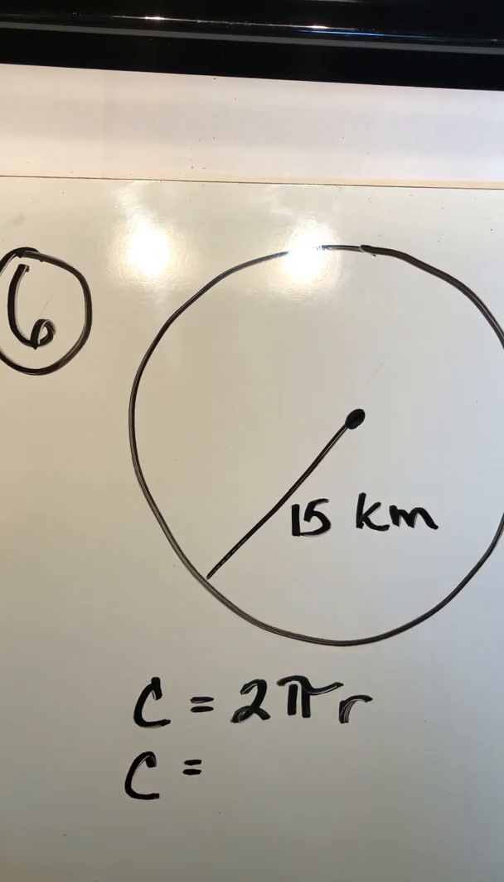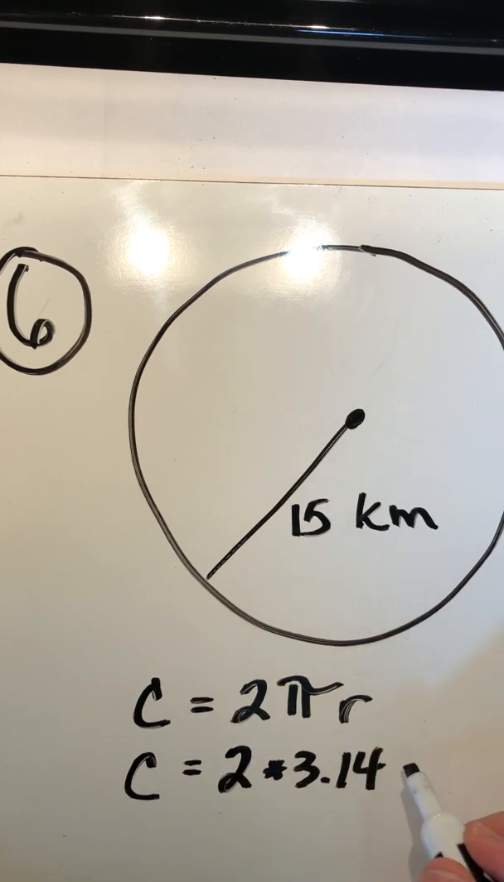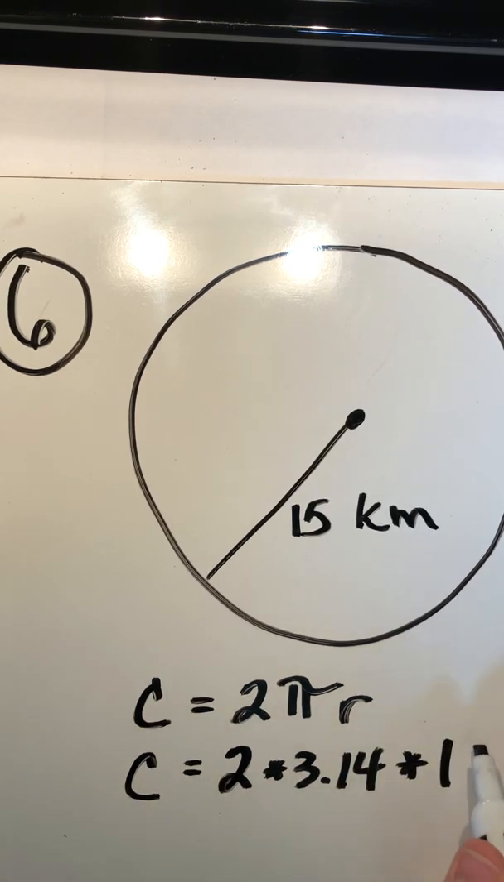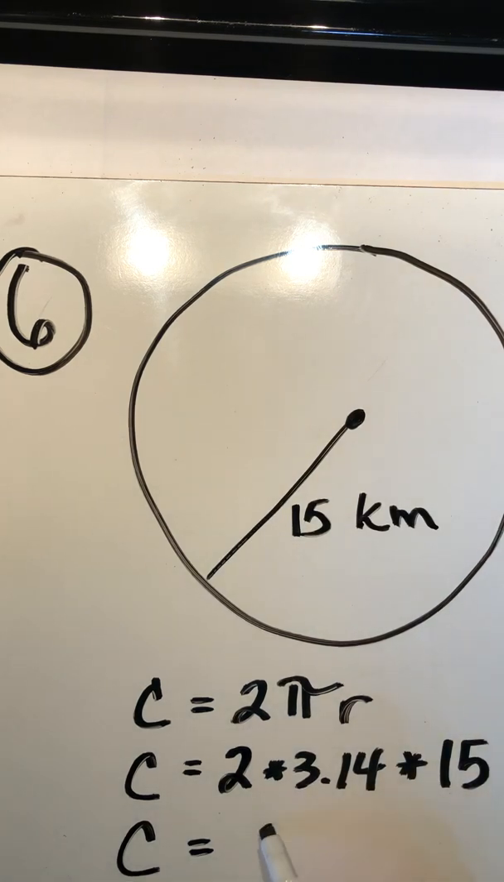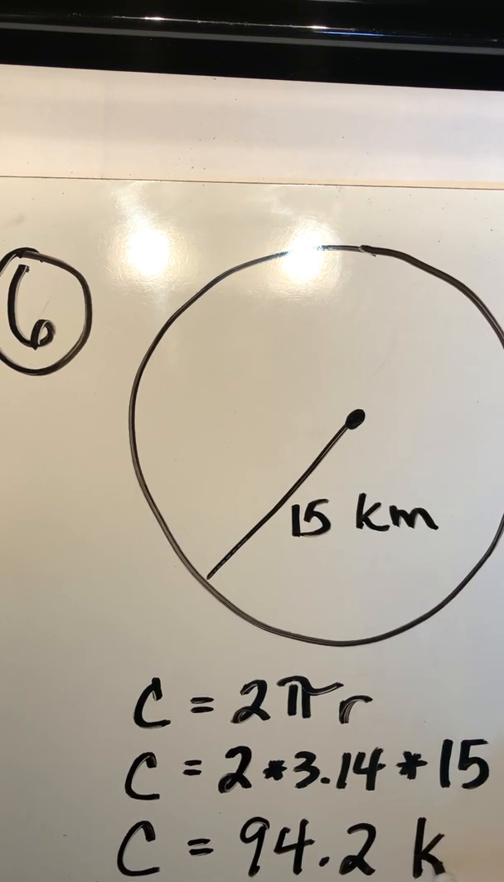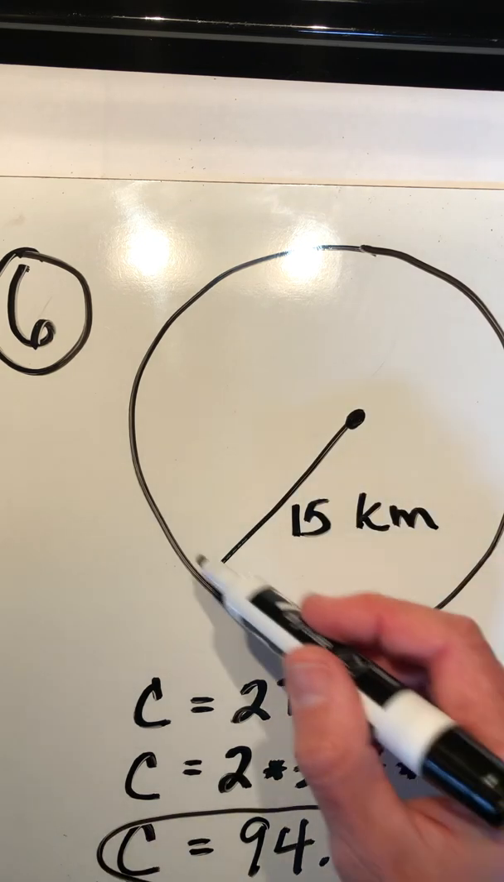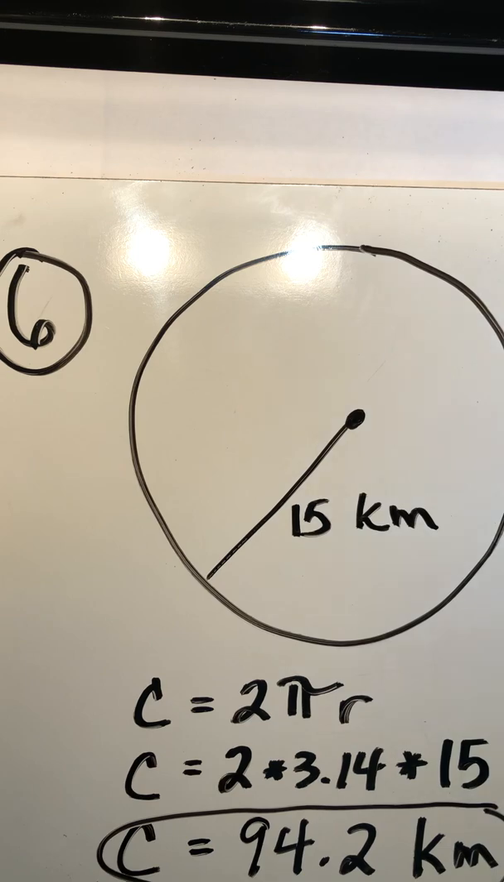Circumference equals 2 times 3.14 times 15. And when I get my happy calculator out and doing the right thing for me, I will end up with 94.2 kilometers. Again, it's just the distance around, so we're not looking for kilometers squared, we're just looking for kilometers.